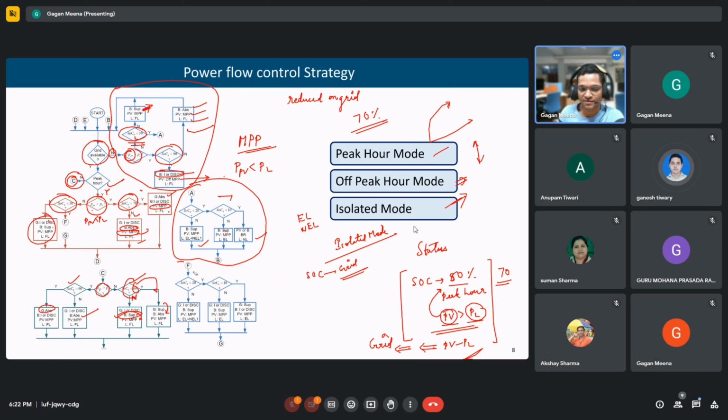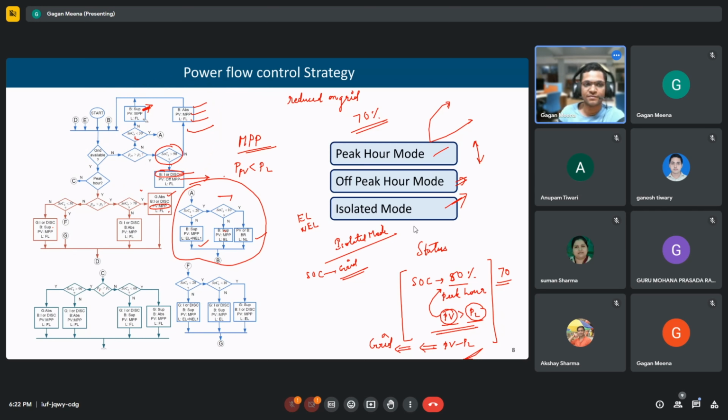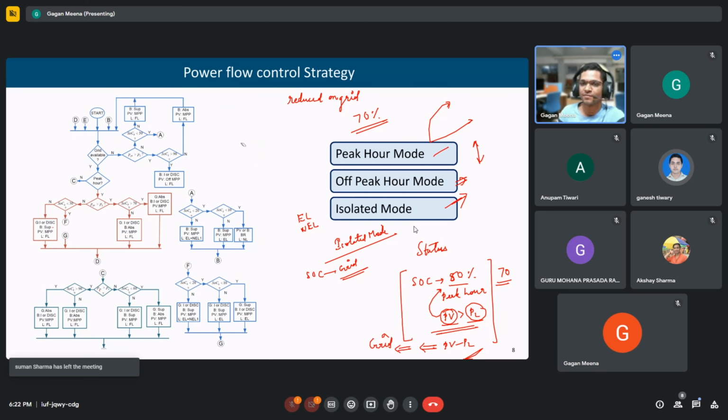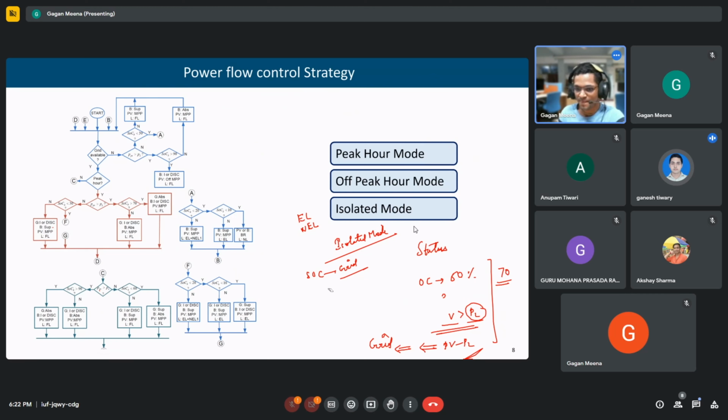Because we don't want to over discharge. So this limit is kept to maintain the life cycle of the battery. Because if we overcharge or over discharge, then it will lead to battery degradation. So here the limits are 10 and 90%. So is this flowchart clear, or do you want me to explain something? Clear, sir.